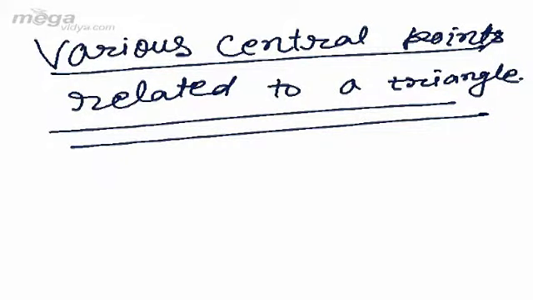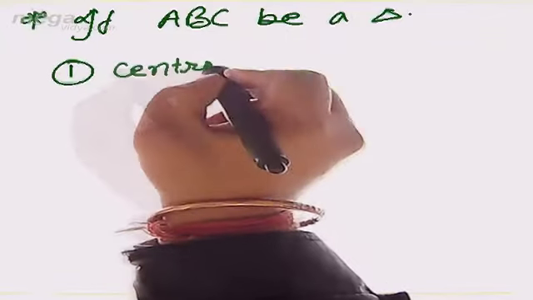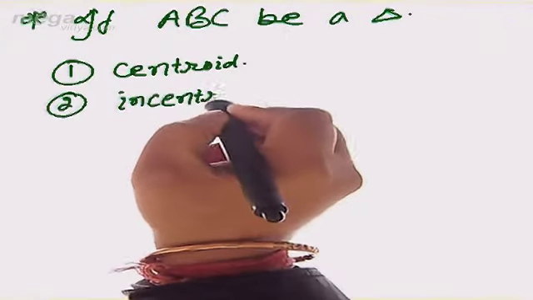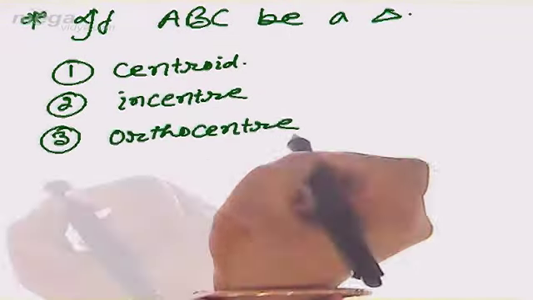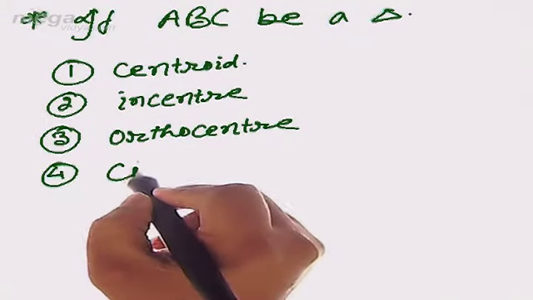Various central points related to a triangle. So student, there are mainly four types of the points. If ABC be a triangle, then those 4 points are centroid, incenter, orthocenter and circumcenter.